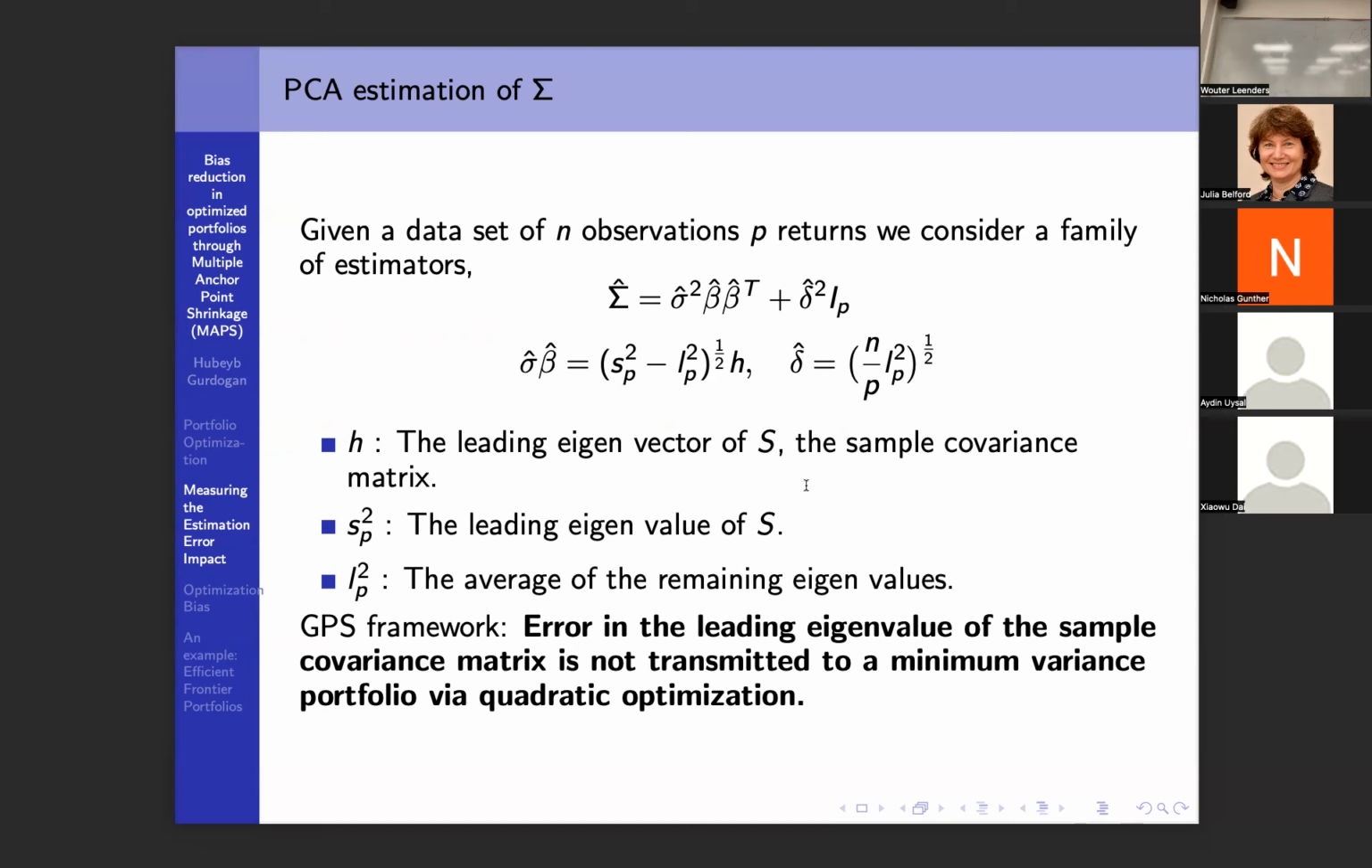H is standing for the leading eigenvector of the sample covariance matrix, and SP squared is standing for the leading eigenvalue of the sample covariance matrix.